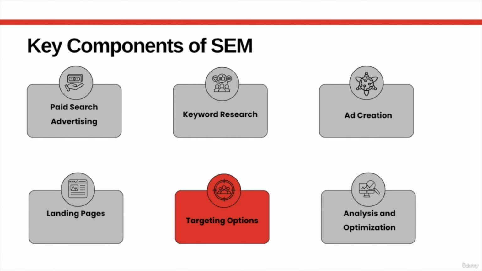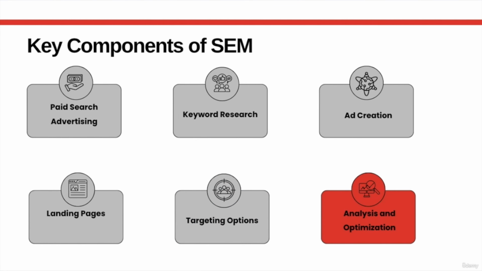Targeting options. SEM allows for precise targeting based on various factors, including location, demographics, interests, and search behavior. This helps advertisers reach the most relevant audience for their products or services.